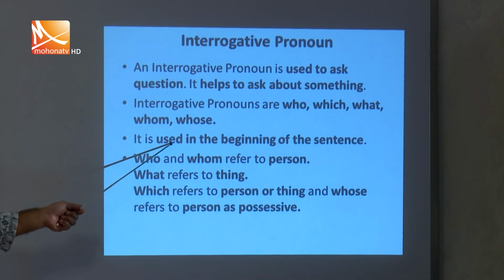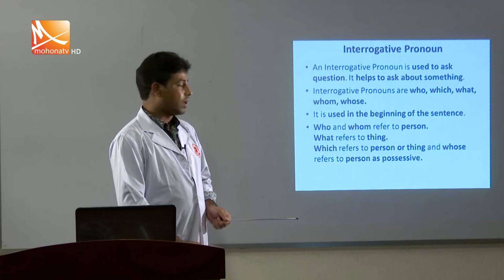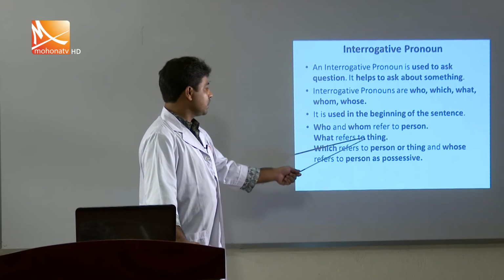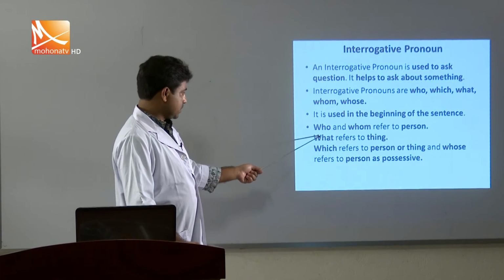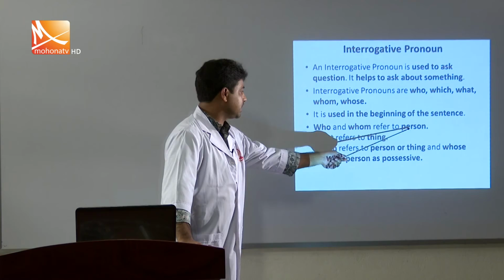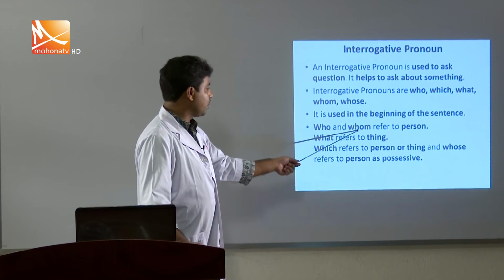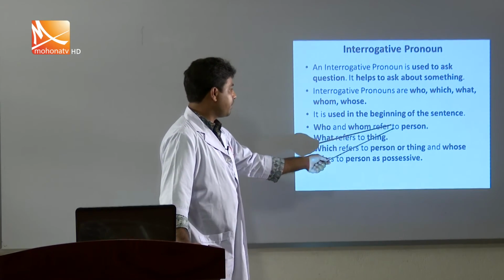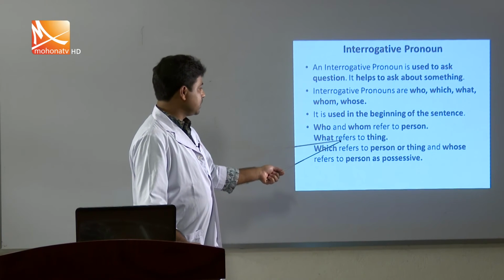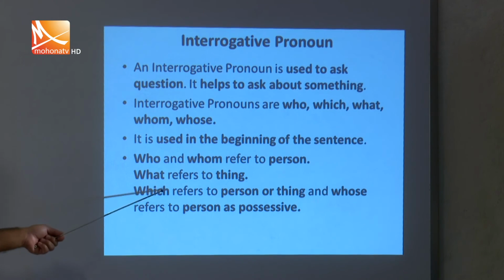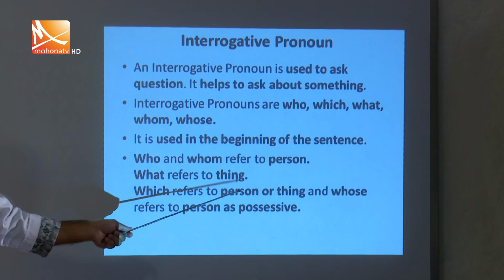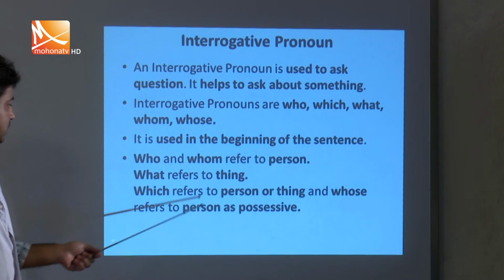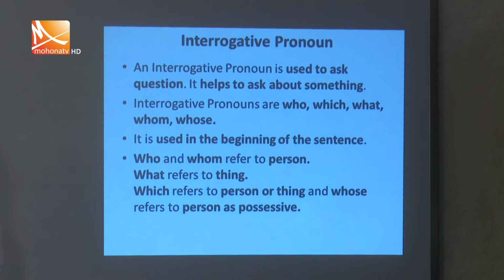These are the interrogative pronouns. They are used at the very beginning of the sentence. What refers to a thing. Who and whom refer to a person. Which is used for a person or thing, and whose refers to a person as possessive.